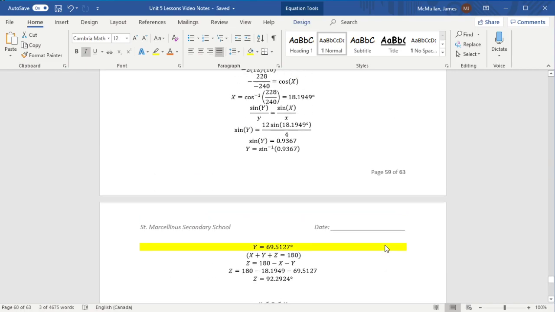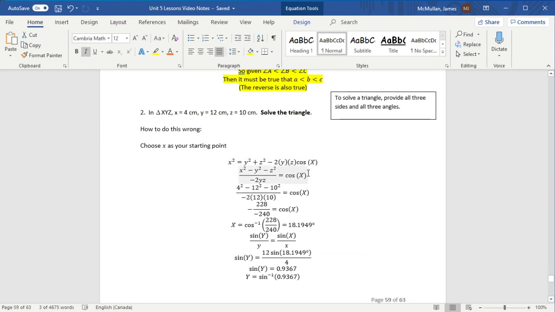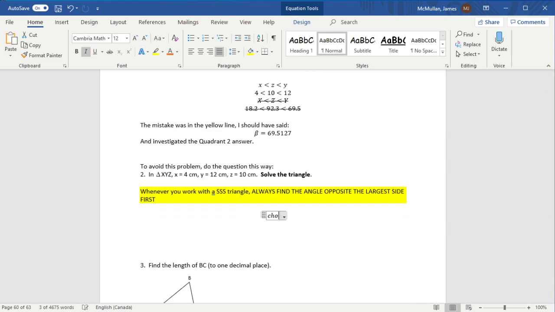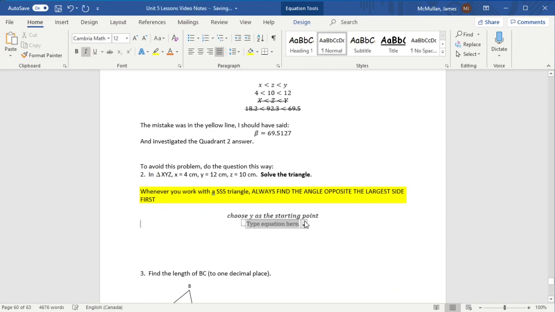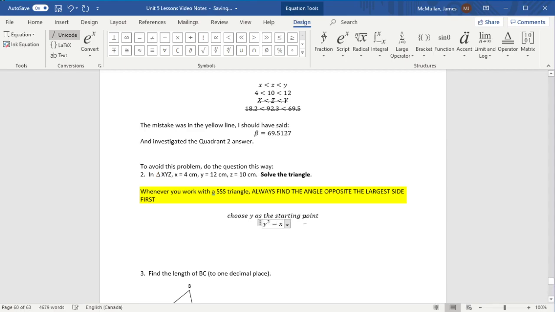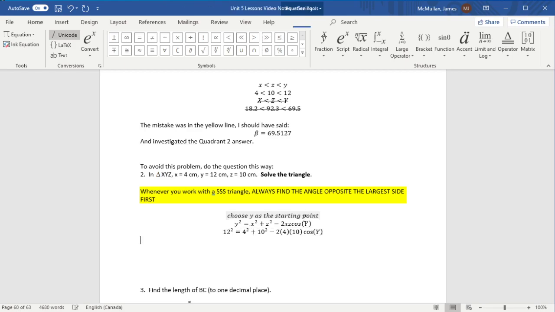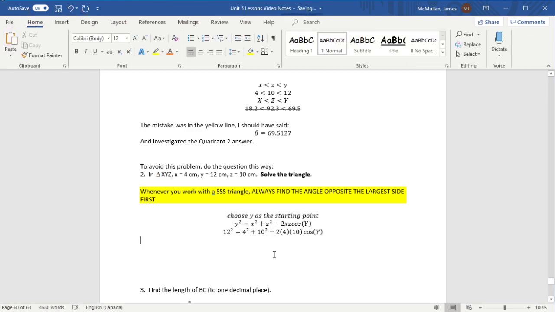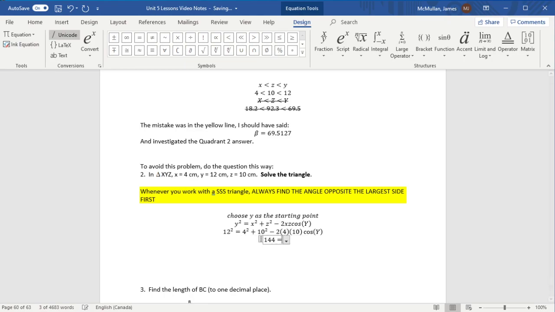So instead of doing what I did up here, where I just chose x because why not, I'm going to choose y as the starting point. Okay? So y squared equals x squared plus z squared minus 2xz cos y. So y squared, 12 squared, is equal to 4 squared plus 10 squared minus 2 times 4 times 10 times cos y. If you do this, you get 144 equals 16 plus 100 minus 80 cos y.